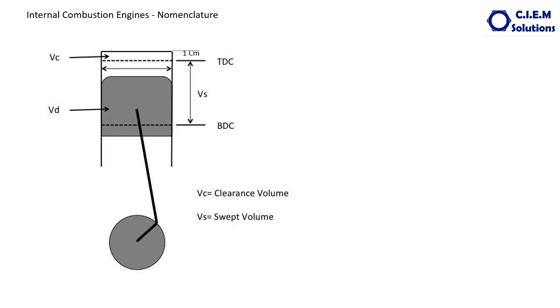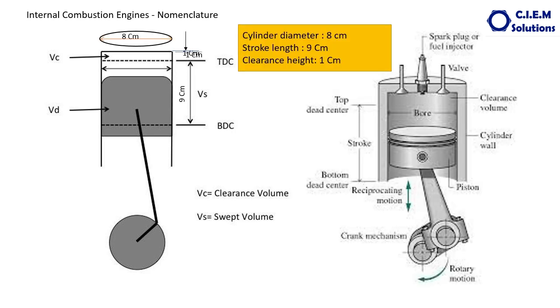So imagine this is the cylinder. Okay, this gray one is the piston. This is the connecting rod. This is the crankshaft. This outer circle is the outer periphery of the crank mechanism when it is revolving. So what is VC? What is VD? What is VS? TDC, BDC? We will see. The 3D view of the cylinder looks like this: piston, liner.